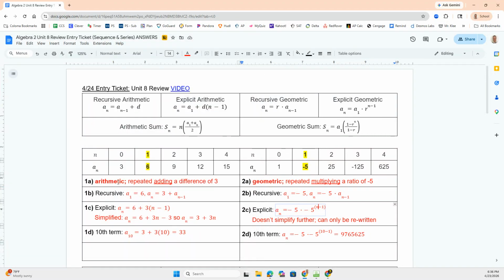Identifying the two different types of sequences we've talked about: arithmetic, repeated adding, know the recursive and explicit rules. You have that on the sheet that you were given of formulas. And then geometric, repeated multiplication. Once again, know their recursive and explicit rules, and then be able to use them to find a given term.